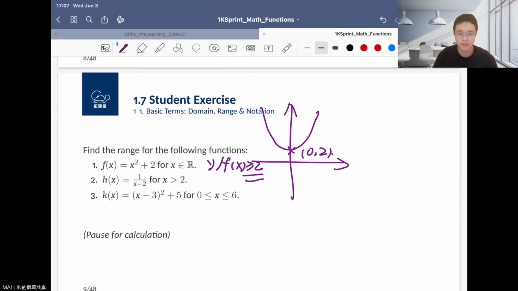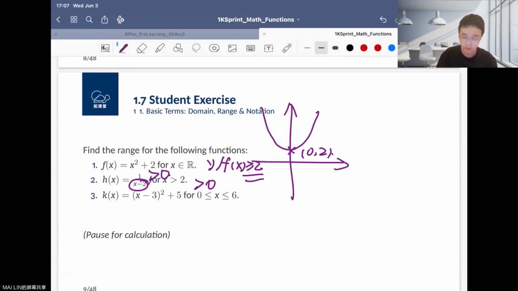The second problem is f(x) equals 1 over x minus 2 for x bigger than 2. Here, the denominator is bigger than 0, so the total value is bigger than 0, okay? So we can say the range here is bigger than 0.